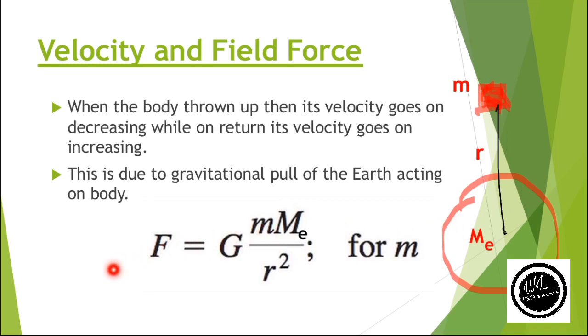Now let's say that we have a ball, and when I throw the ball upward, with the passage of time its velocity goes on decreasing. And there will be a certain point, at a maximum height, where its velocity becomes 0. Now when the body comes down towards the Earth, you will see that the velocity of the body goes on increasing. Why does it happen? This is due to the gravitational pull of Earth acting on a body.